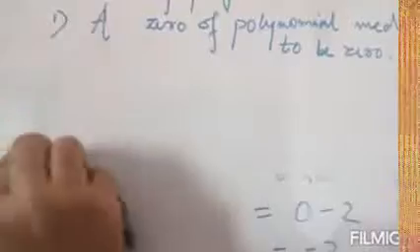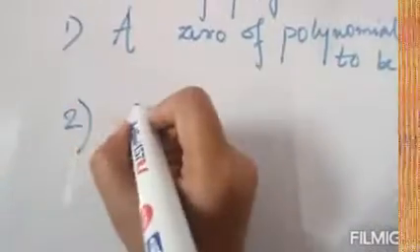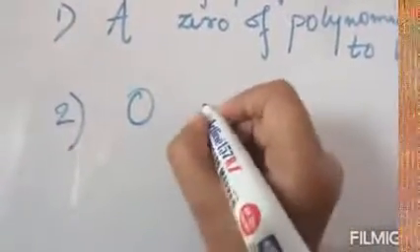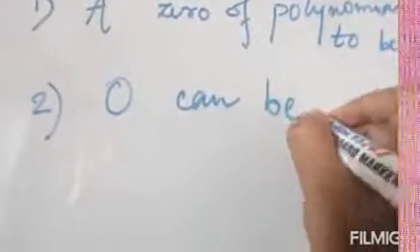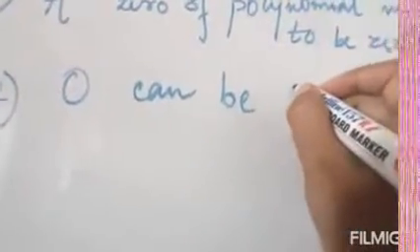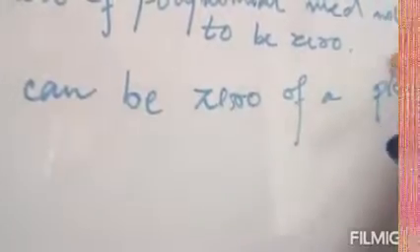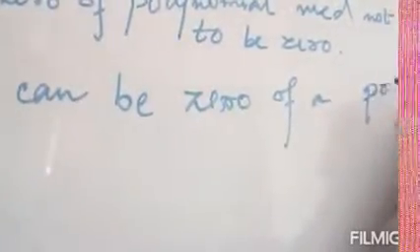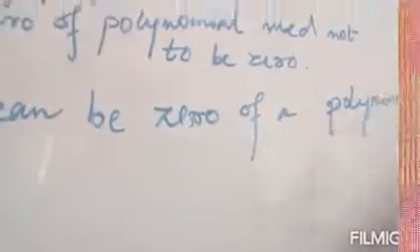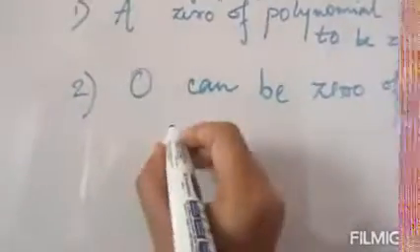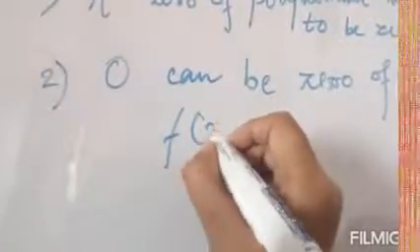Next, can 0 be a zero of a polynomial? Zero can be a zero of polynomial. So let's see if it is true or not.